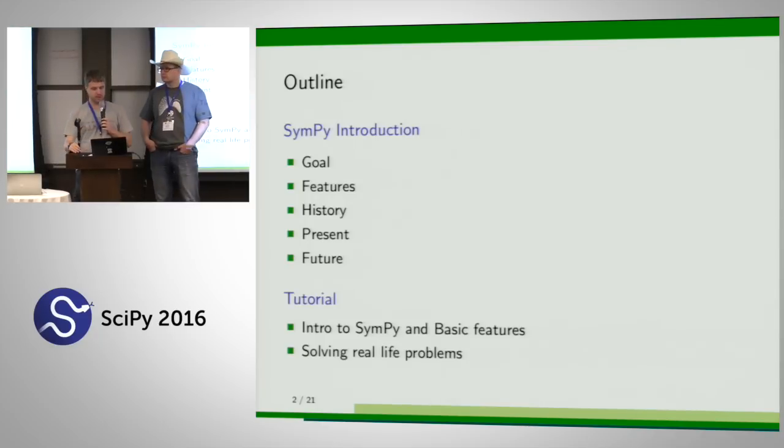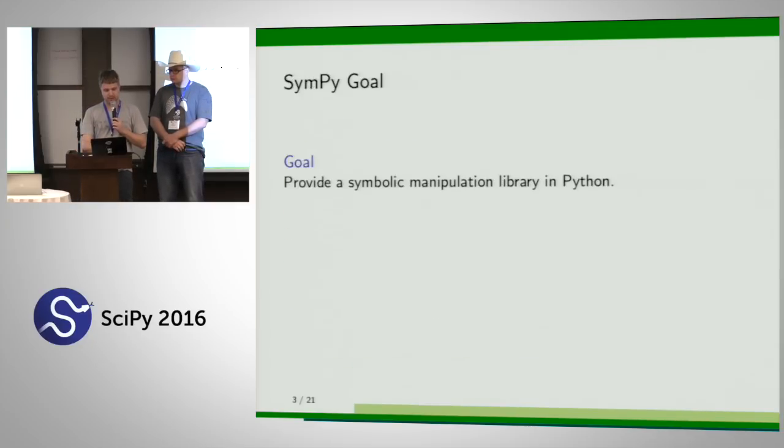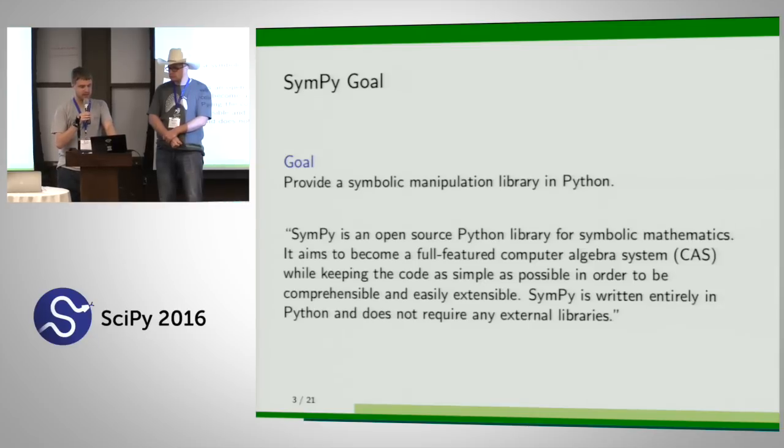Okay, so before we start, we just want to go over a little bit of SymPy, to tell you basically about the project. So what is SymPy? SymPy is a symbolic manipulation library, and our goal is to basically be the symbolic manipulation library for Python, for the SciPy stack. So it's completely open source, a completely pure Python computer algebra system, and the goal is to be as easy to use and extensible as possible.